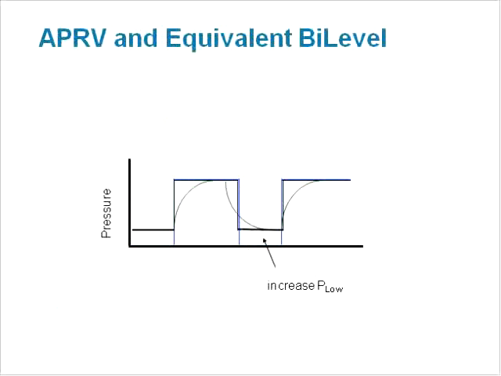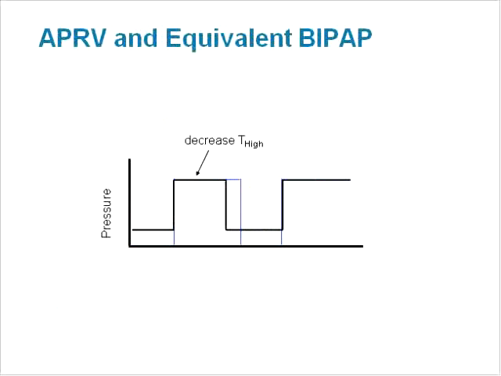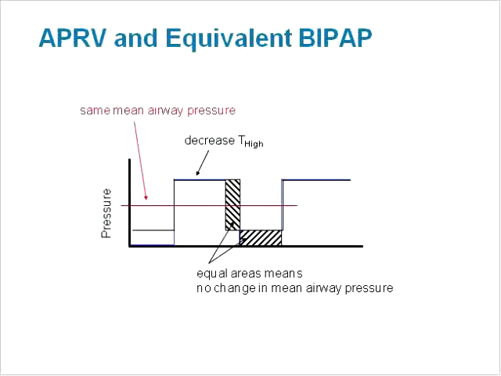Now this concept may be a bit confusing, so we'll go through it step by step. First, P-low is increased to the level of auto-PEEP during APRV. This action will increase mean airway pressure. The next step is to decrease T-high. T-high is decreased until the original mean airway pressure is achieved. Because we decrease T-high the same amount as we increase T-low, the ventilatory period remains the same, and hence the ventilatory frequency remains the same.